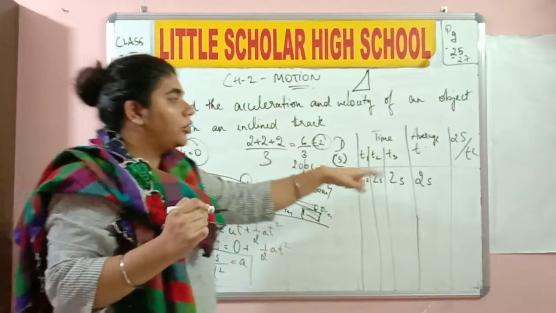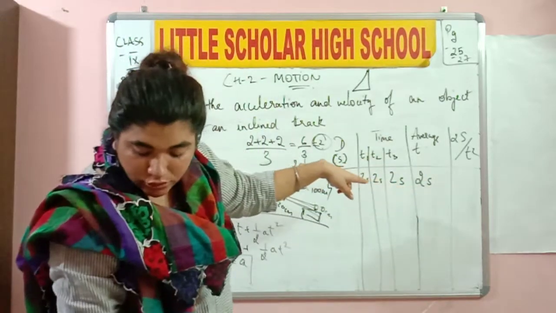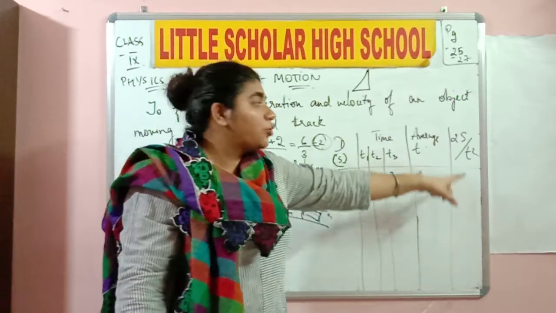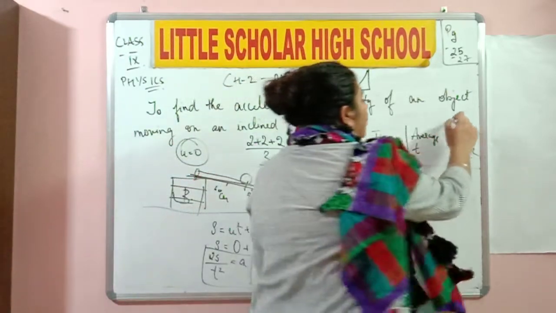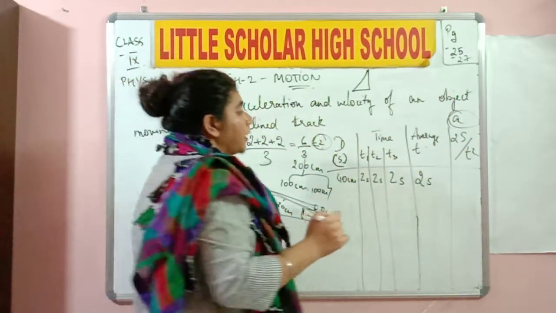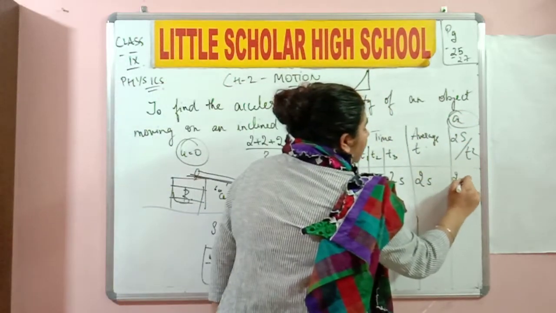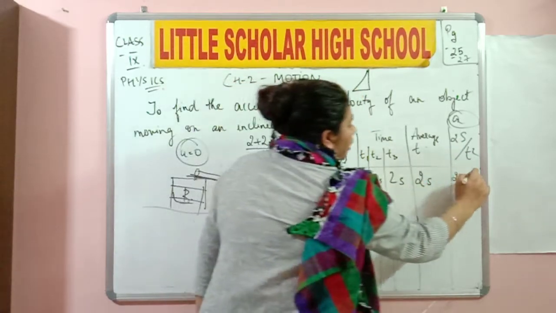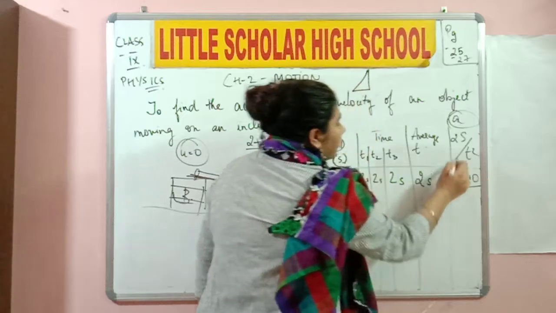So the last column that you see in your book on page number 25, table number 4, the last column is written as 2s by t square. This means you need to find out the acceleration over here. Do you understand now? So how do you find out the acceleration? You're given 2s by t square. What is the s value over here? 40. So 2 into 40 divided by t square.